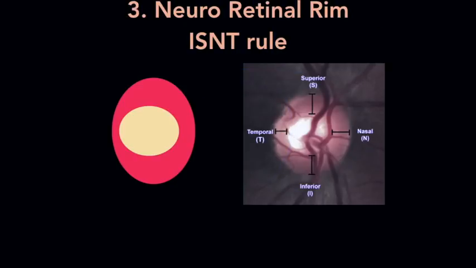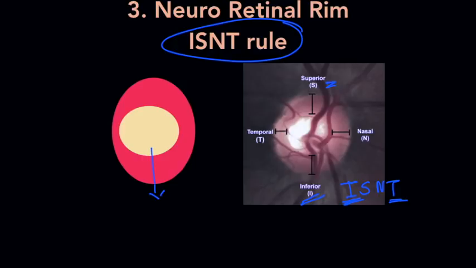Now we come to the very important neuroretinal rim. I think you have already seen in the first part of this lecture, when we discussed the anatomy of the optic disc, we follow a rule called the ISNT rule, which means that the thickest portion of the neuroretinal rim is going to be the inferior one, followed by the superior one, then the nasal, then the temporal. So the inferior rim is the thickest, the temporal rim is the thinnest. This is the ISNT rule, which is responsible for the horizontally oval cup and the vertically oval disc.